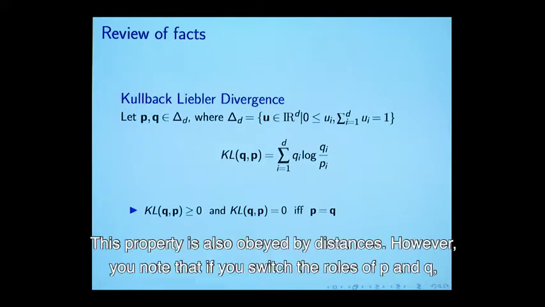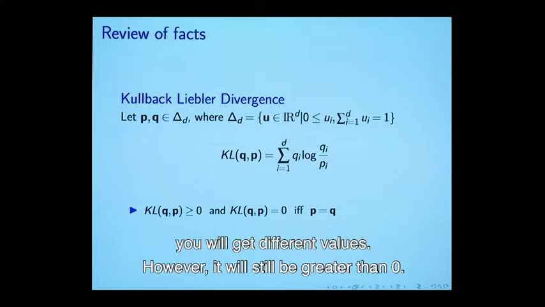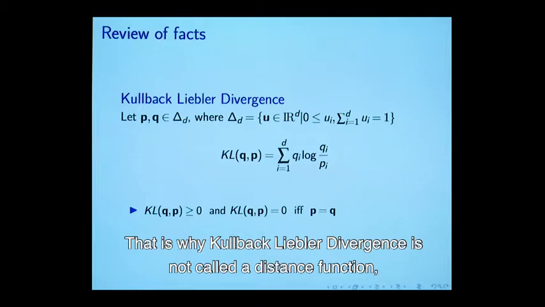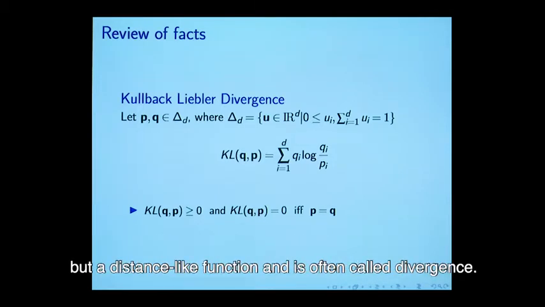Now, these properties are also obeyed by distances. However, you note that if you switch the roles of P and Q, you will get different values. However, they will still be greater than 0, right. So, that is why Kullback-Leibler divergence is not called a distance function, but a distance-like function, and is often called divergence.